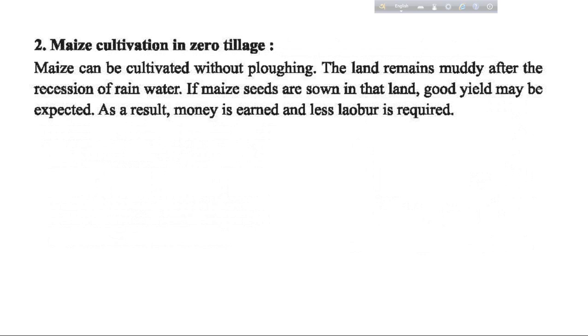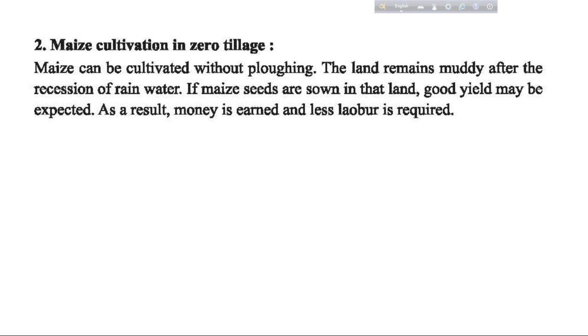Number 2, maize cultivation in zero tillage. Tillage means cultivation. Maize can be cultivated without ploughing. The land remains muddy after the recession of rainwater. If maize seeds are sown in that land, good yield may be expected. As a result, money is earned and less labor is required. So maize can be cultivated without ploughing.